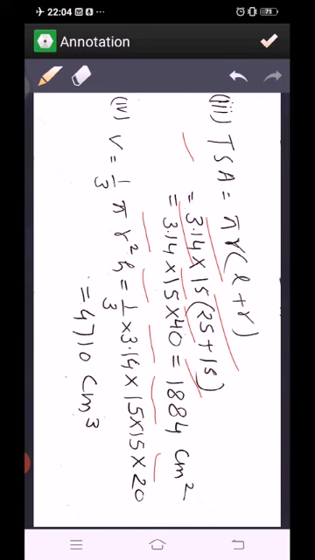Then volume equals 1 by 3 pi r square h. So 1 by 3 into pi 3.14, r square means 15 into 15, into height, that is 20. On calculation we get 4710 centimeter cube. The volume's unit will be a cubic unit, that will be centimeter cube or meter cube. That is our required answer.